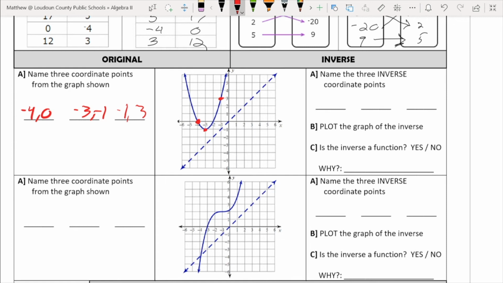All right, now the inverse. What are the inverses? Well, we just flip them. 0, negative 4. Put them in parentheses too. Sorry about that. All right, negative 1, negative 3.